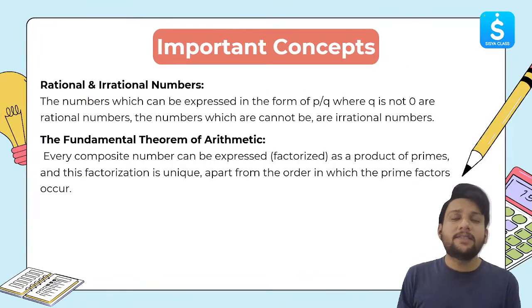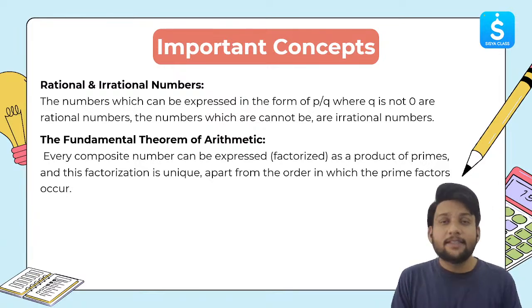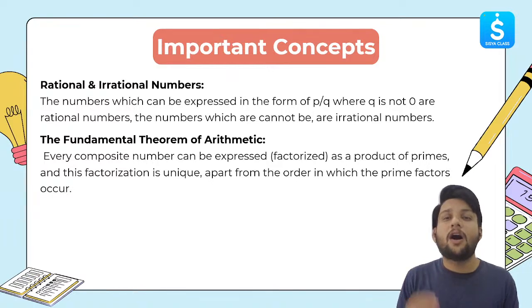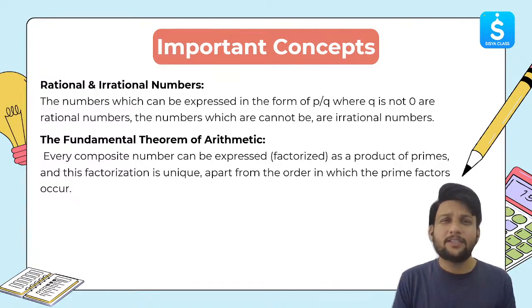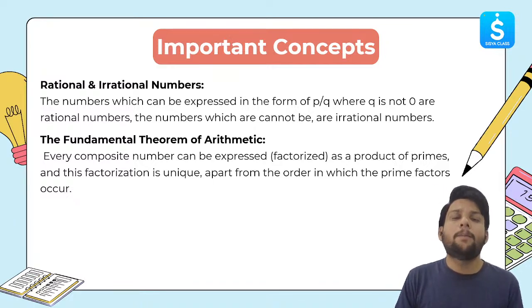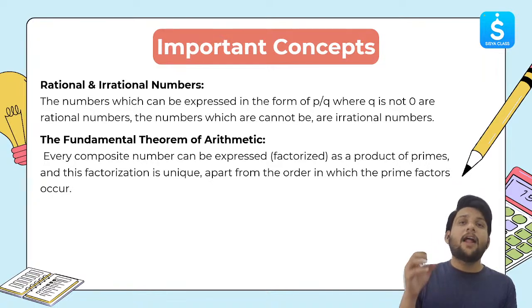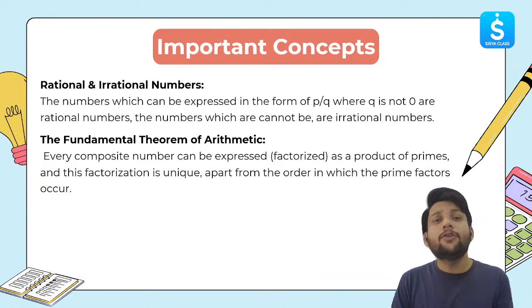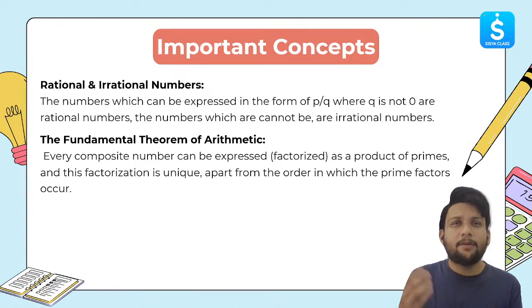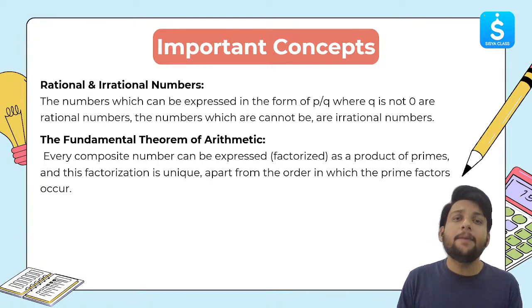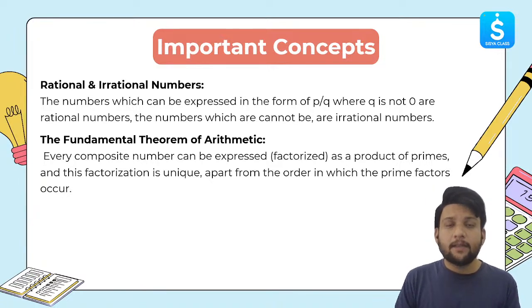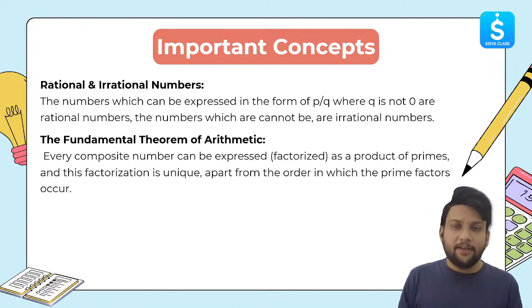Next, one important term is the fundamental theorem of arithmetic. I have covered in our Sisya classes how this comes across and how we can visualize the fundamental theorem of arithmetic. But just to give you a very simple recall, it states that every composite number, and what is a composite number? The numbers that have more than 2 factors, that are not prime. So every composite number, for example 4, 6, 8, can be factorized as a product of primes, and this factorization is unique apart from the order in which the prime factors occur.